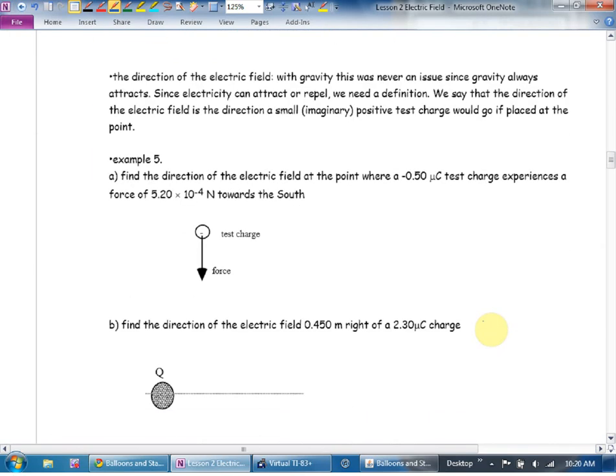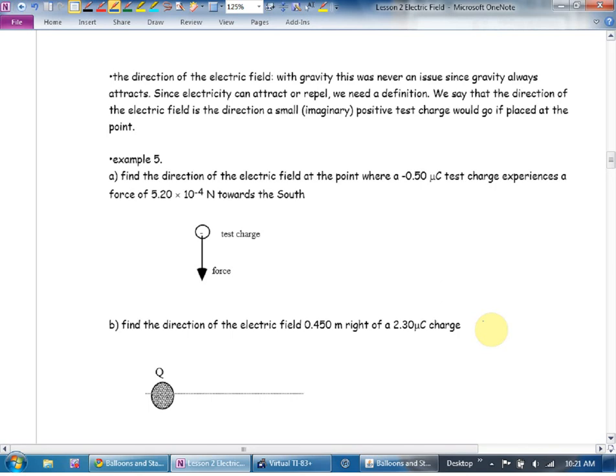We need to talk about direction, because electric field is a vector. You see, gravity field direction was not much of an issue, because which way do things always move in gravity? Towards the center of mass. They fall. Unfortunately, in electricity, not only do things fall down, they can also fall up. They can repel. So we need to decide what the direction is.